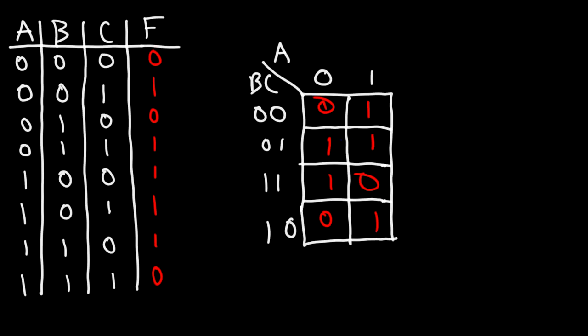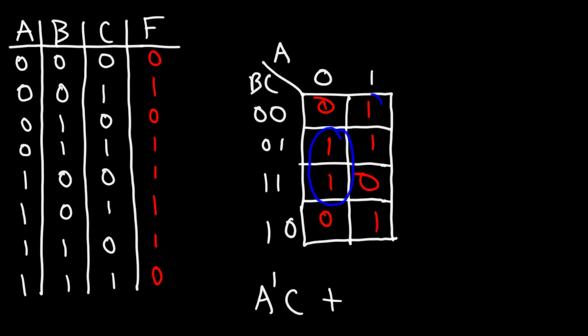So let's start with this pair of ones. Notice that A is always 0. So we need to write the complement of A, because the complement of 0 will give us an output of 1. Now for those pair of ones, notice that B changes. So the output is independent of B, so we're not going to include B. But notice that C is 1, so we're just going to write C.